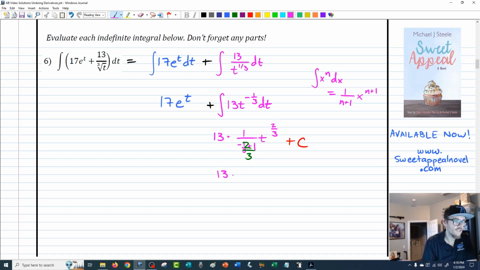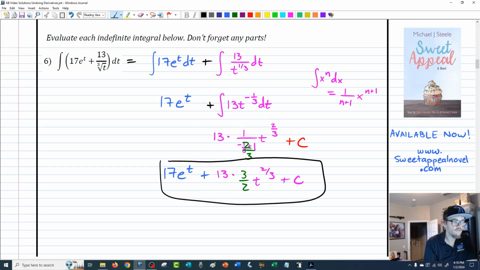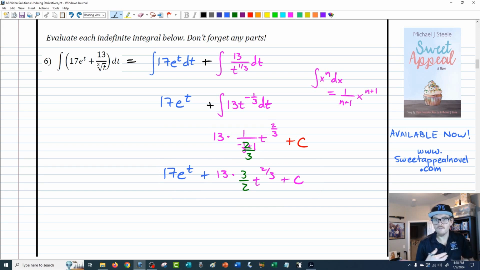This will give us 13 times the reciprocal of 2/3, which is 3/2. And then, of course, we'll be right back to t to the 2/3 plus c. And, of course, we still have 17 e to the t plus all that. Now, of course, we were technically correct already. We could stop right here since we aren't expected to simplify your answers or write them in a particular form.